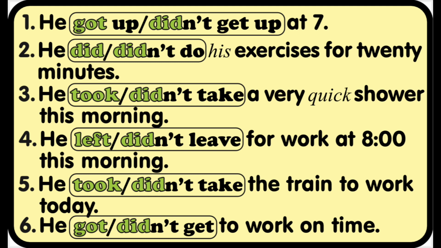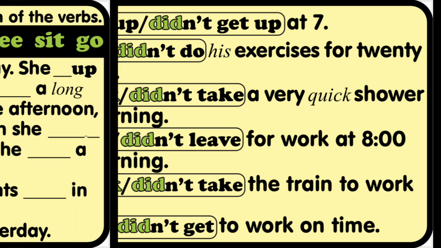He took a very quick shower this morning or he didn't take a very quick shower this morning? Correct. He took a very quick shower this morning. Number 4, he left for work at 8 this morning or he didn't leave for work at 8 this morning. Correct. He didn't leave for work at 8 this morning. Number 5, he took the train to work today or he didn't take the train to work today? Correct. He took the train to work today. Number 6, he got to work on time or he didn't get to work on time? Correct. He didn't get to work on time.